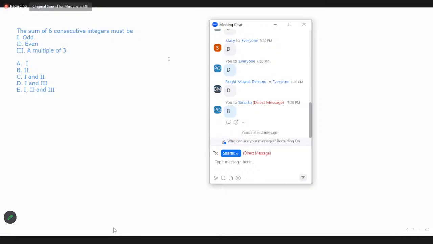Israel, what do you think? Stacy? So since the sum of the first 4 integers is not divisible by 4, that makes it... Okay, so you added 1, 2, 3, 4, and 0, 1, 2, 3. All right, that's fine. Stacy, what did you say? Yes or no? No, right?